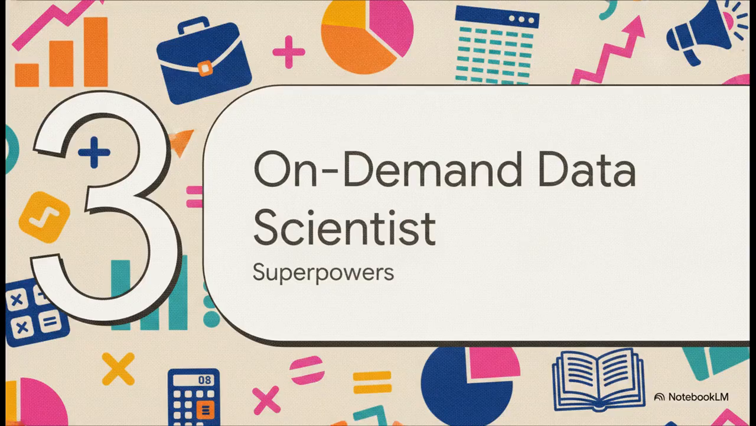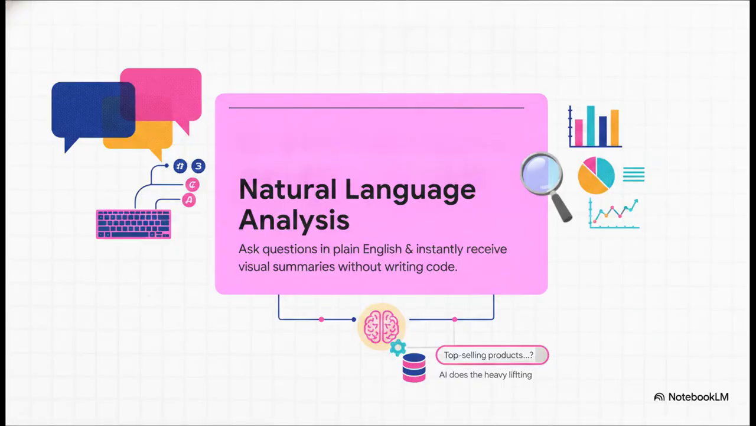Section 3. Your on-demand data scientist. Let's break down the actual superpowers that make this tool so ridiculously practical. Whether you're in business, marketing, finance, or even a student, this is all about democratizing data. The big one here is natural language data analysis. This is the beating heart of the platform. It's the ability to ask questions about your data in plain English, or honestly any language you prefer, and instantly get back visualizations and summaries without writing a single line of code. No SQL, no Python. You just type something like, "What were our top-selling products last quarter by region?" And the AI does the heavy lifting, giving you the exact chart you asked for instantly.